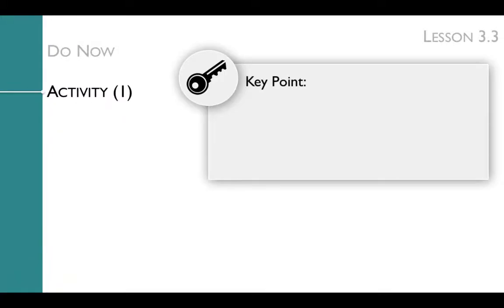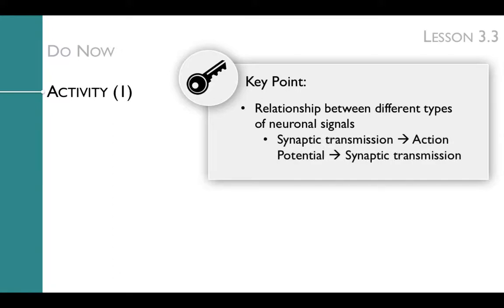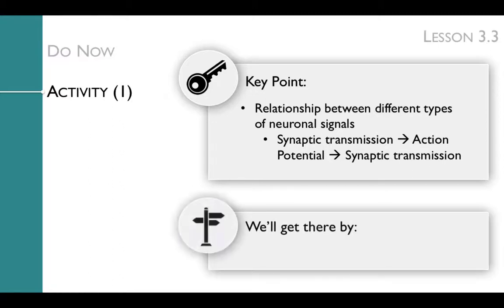The key point of the first activity is to elaborate on the relationship between different types of neuronal signals, specifically that synaptic transmission leads to action potentials, and action potentials then lead to synaptic transmission. We'll get to this key point by modeling the pain pathway.